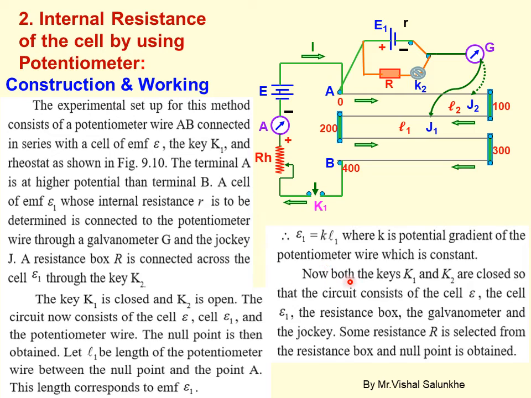Next point, now both the keys K1 and K2 are closed, so the circuit consists of the cell E, the cell E1 and the resistance box, all coming into action in the circuit, along with the galvanometer and the jockey. Some resistance R is selected from the resistance box. Now we will remove some keys from the resistance box, and the null point is obtained. Listen very carefully. In the second case, what we have to do, I'll explain to you.